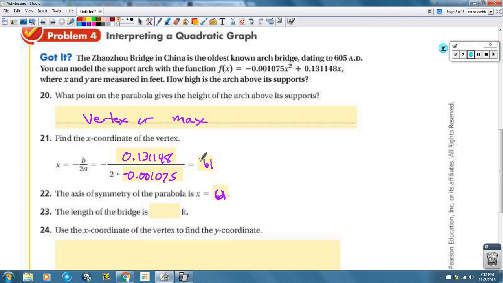Okay. Let's try that again. 0.001075 times 61 squared. And then to that I'm going to add 0.131148 times 61. How am I getting that? The bridge has to be longer than that.